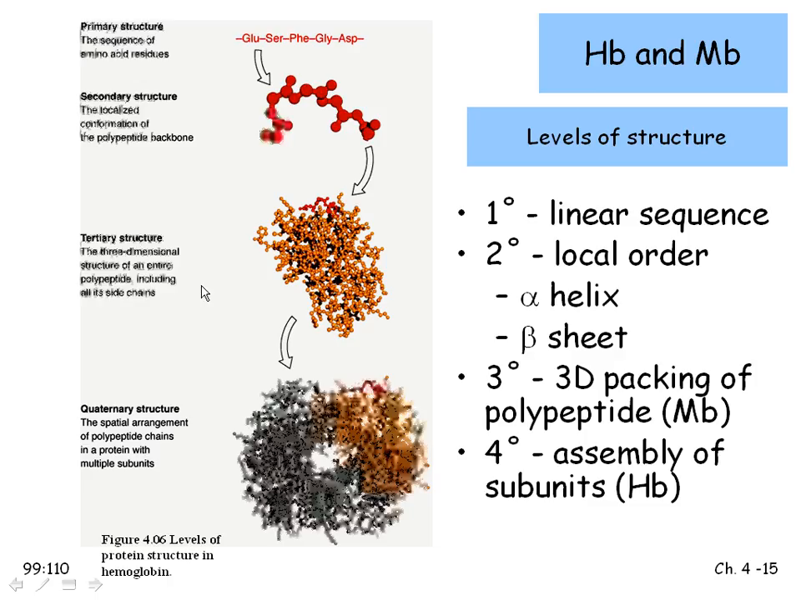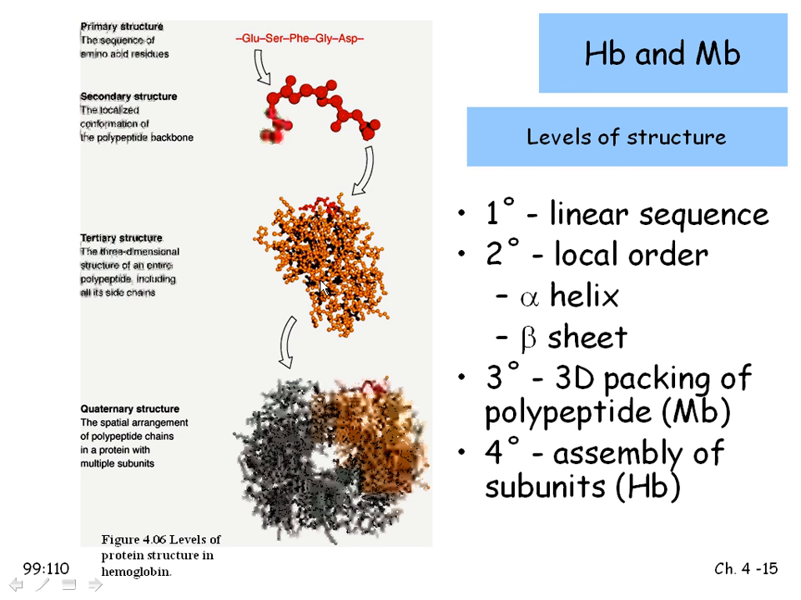Now, some proteins go further, and they take more than one peptide and pack them together. If that happens, you can have something called quaternary structure. So if you have two or more polypeptides that pack together into something, the way those tertiary structures pack together is the quaternary structure of the whole assembly. So we're going to see that myoglobin has tertiary structure because it has an overall packing in space, but hemoglobin is going to turn out to have quaternary structure because it has more than one chain in it.